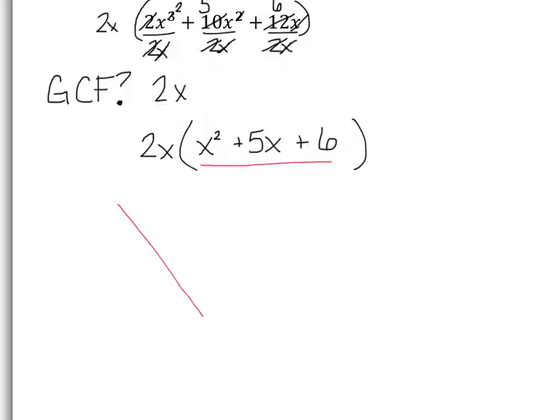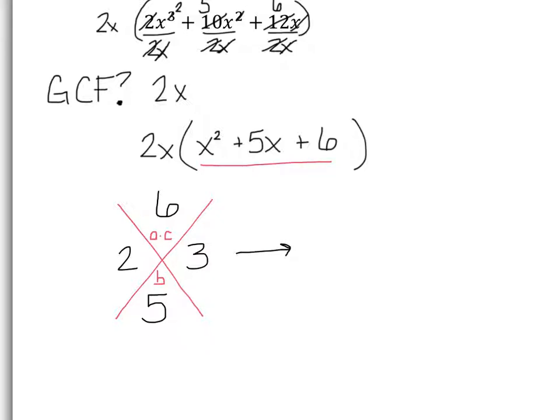The big X. What goes in the top of the X? A times C. And what goes in the bottom? B. Okay, so what is my A times C? 1 times 6 is 6, and B is 5. What two factors of 6 add to get 5? 2 and 3.